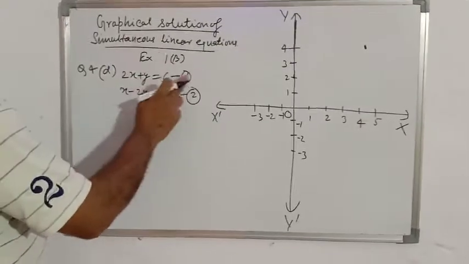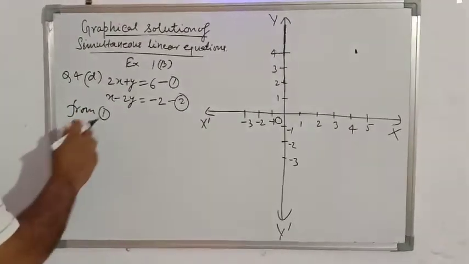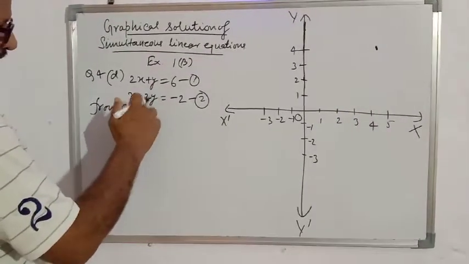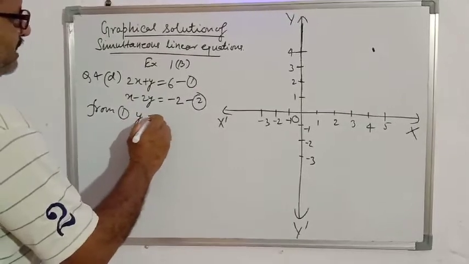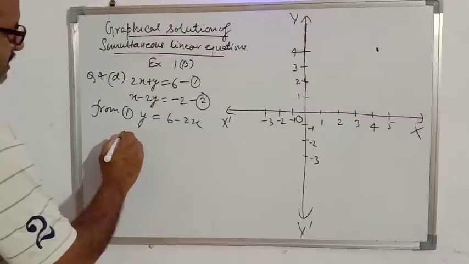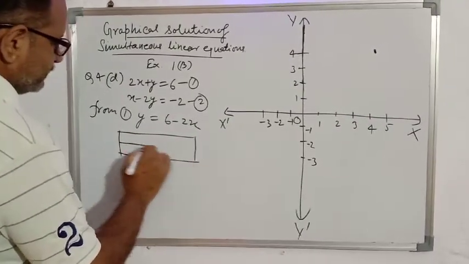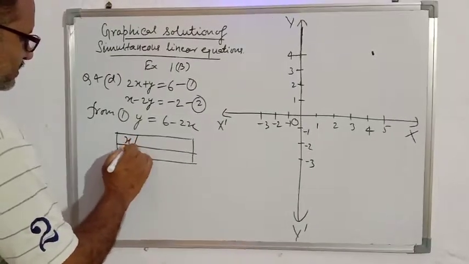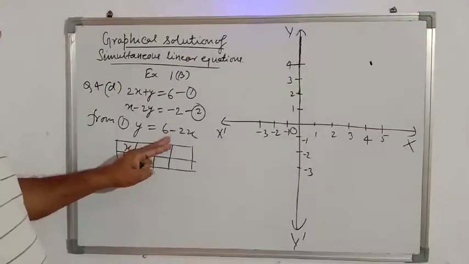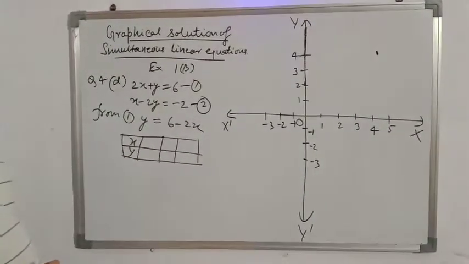From the first equation, we will make y the subject, that is, express y in terms of x. So y is equal to 6 minus 2x. Now we will make the table for x and y. We have to take three values of x ourselves and find the corresponding three values of y.